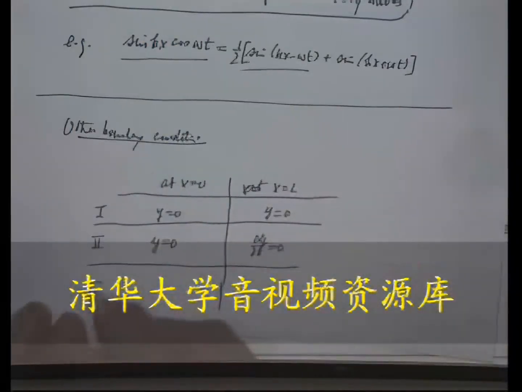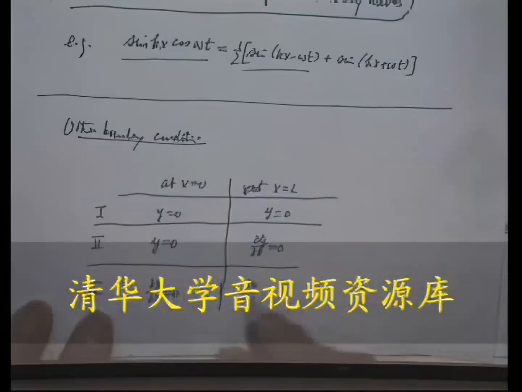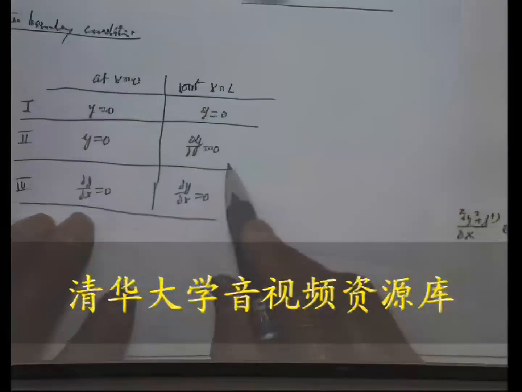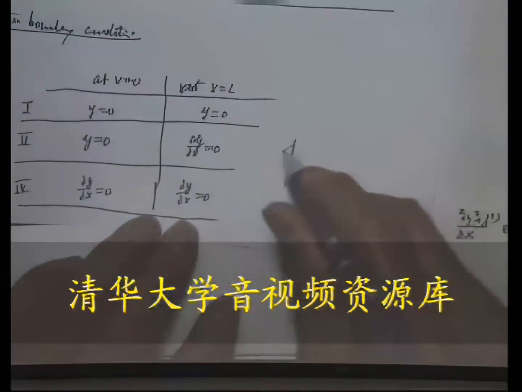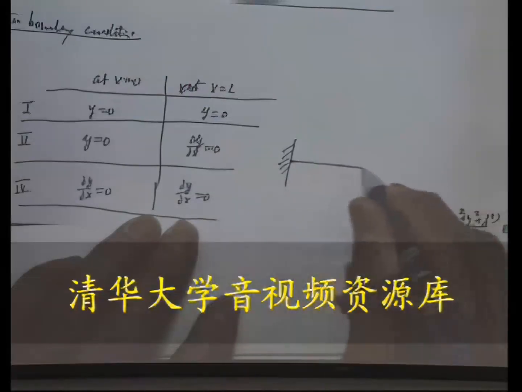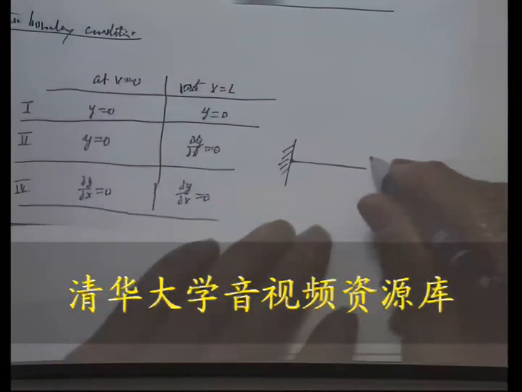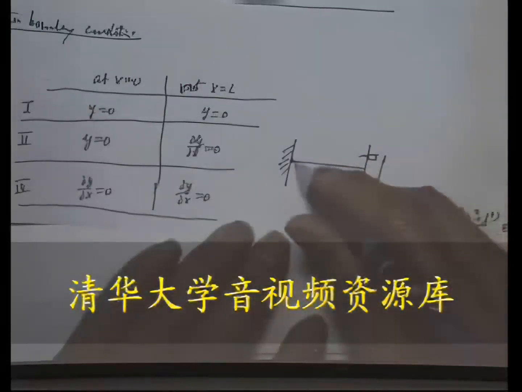The third case is dy/dx equal to 0 at one end, and dy/dx equal to 0 at the other end. How do we make this? You make this in a string like this. At this end, it's fixed. At the other end, you allow it to move, but you make its derivative fixed. So you can have something like this, which can move. So it can be like this.